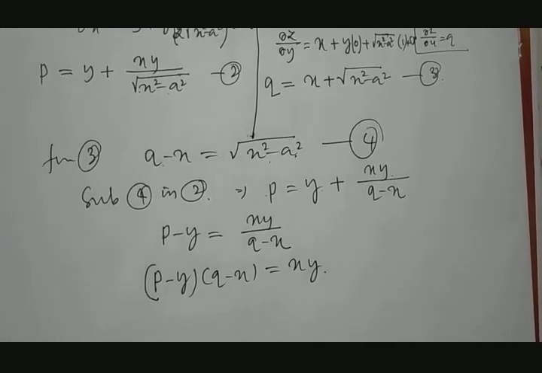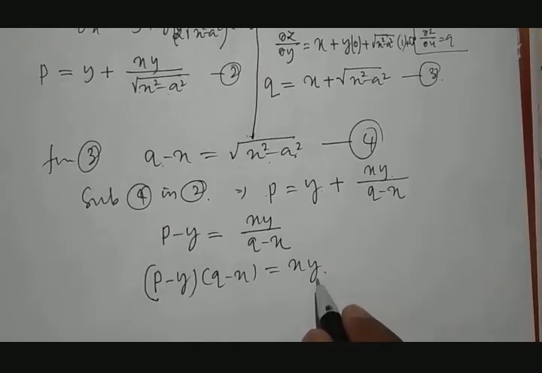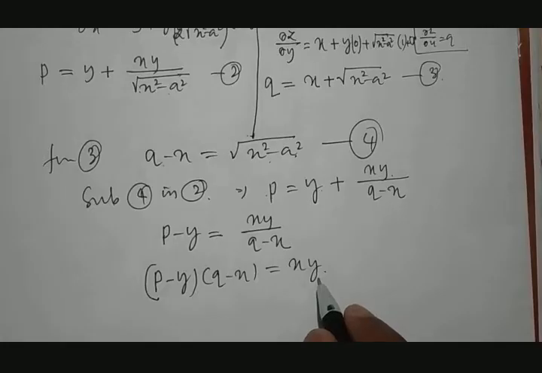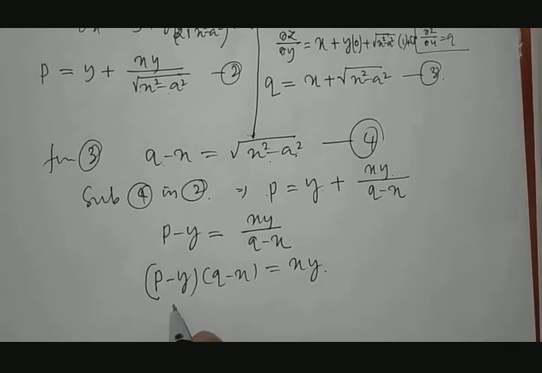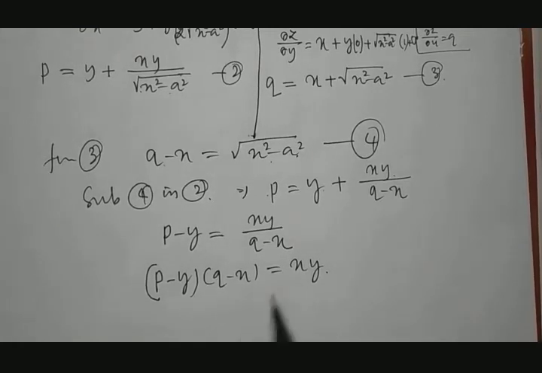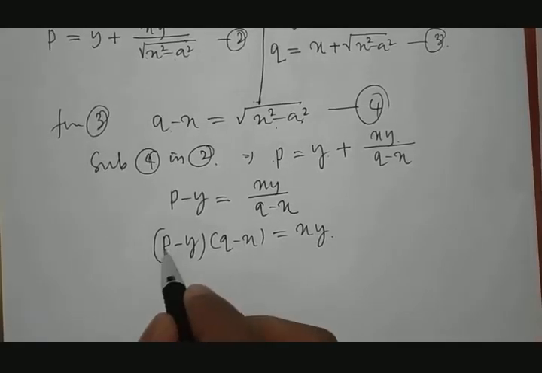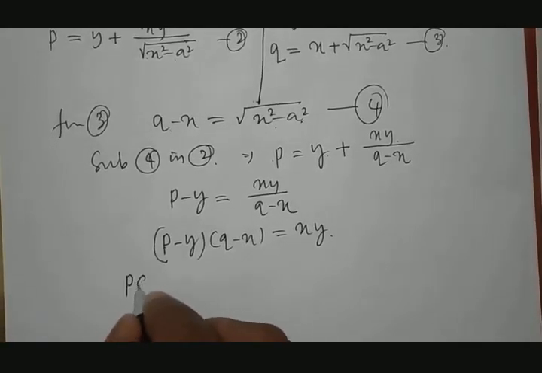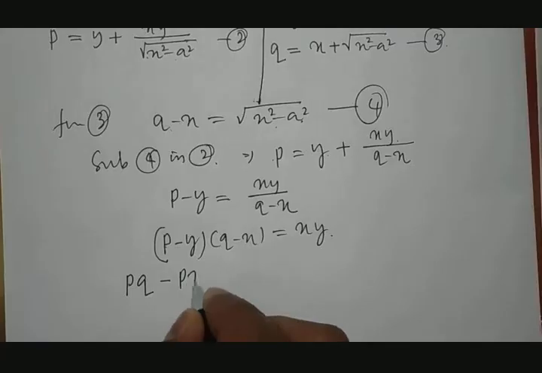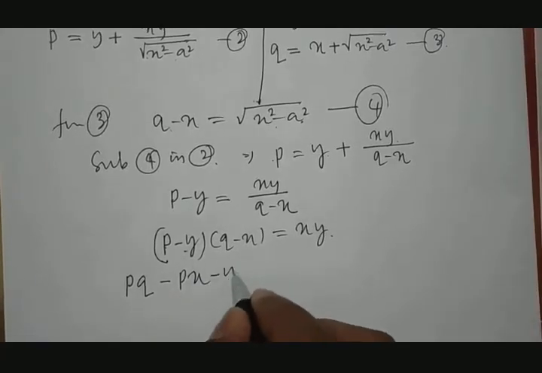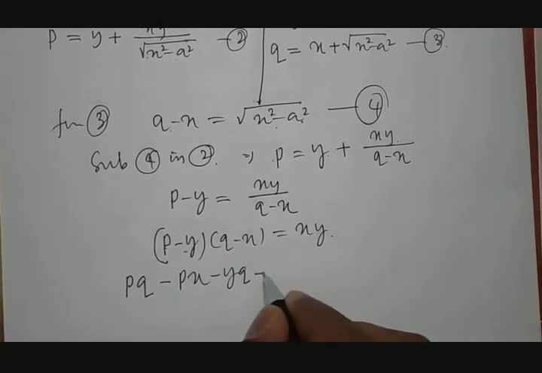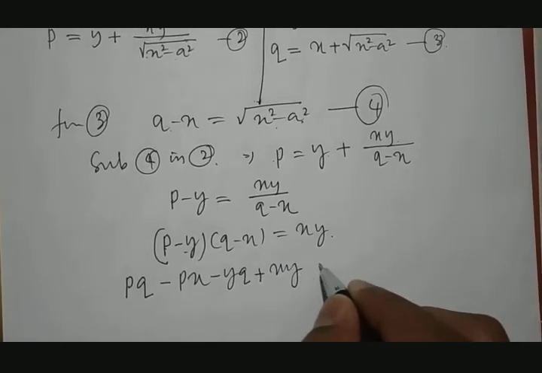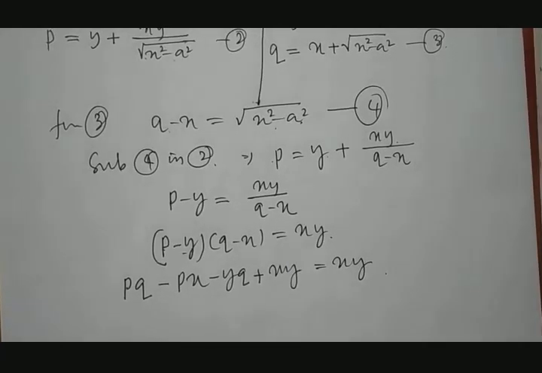Okay, this is also the required equation, or else what we can do, we can take a group multiplication and we can fix up the things. Fine, then we will be getting the result. If we take a group multiplication, then we will be getting p into q minus p into x, then minus y into q, minus of minus plus x into y is equal to xy.